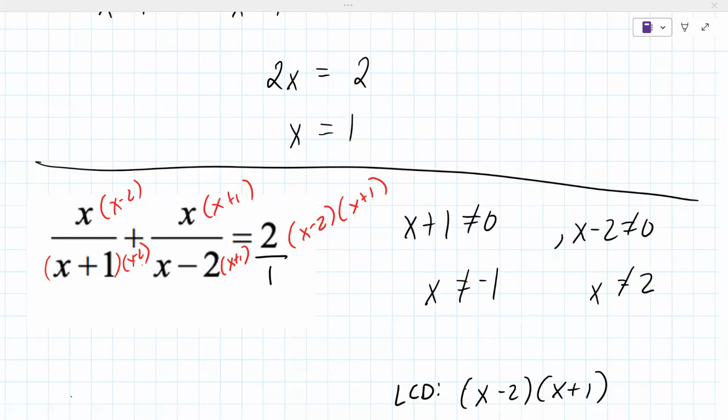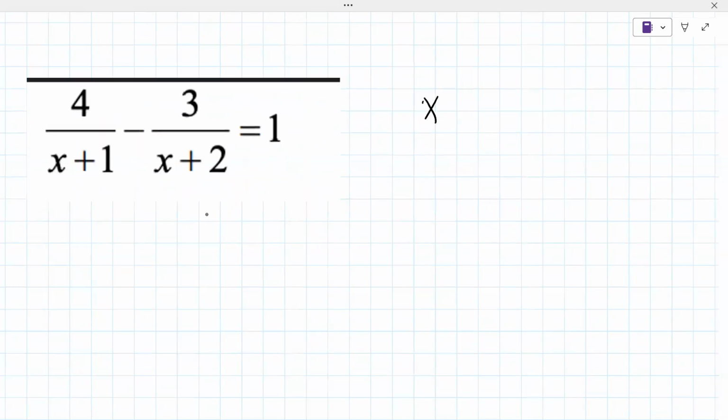It's a lot like the one we just did, so it'll be very similar here. Can't emphasize enough how important it is to restrict your domain when you start.